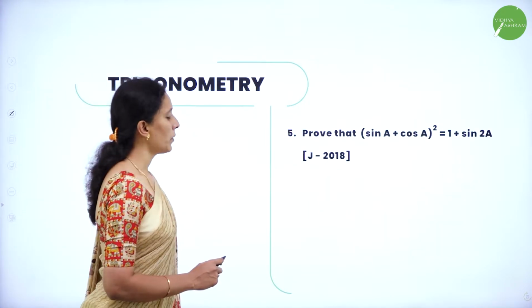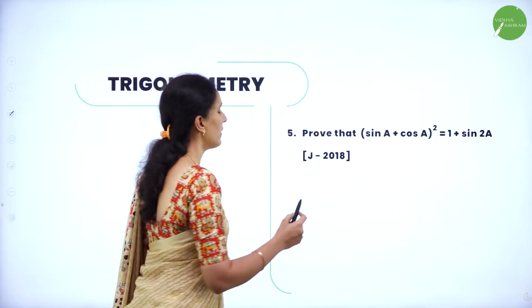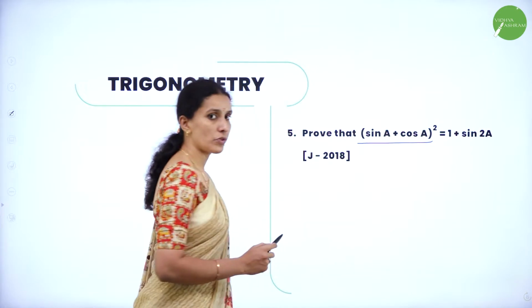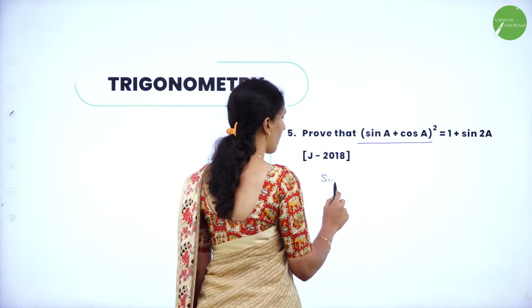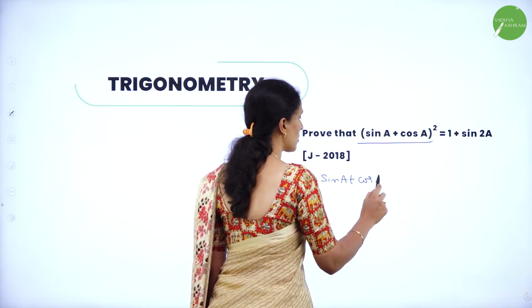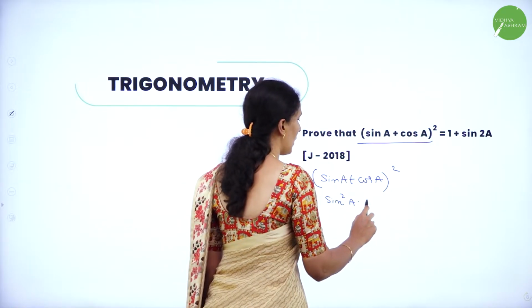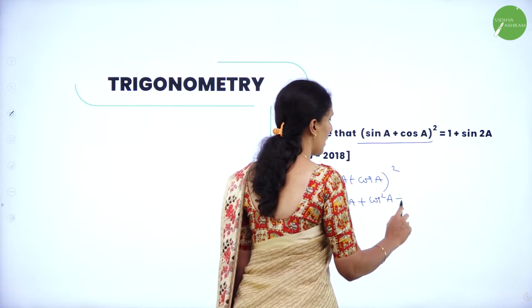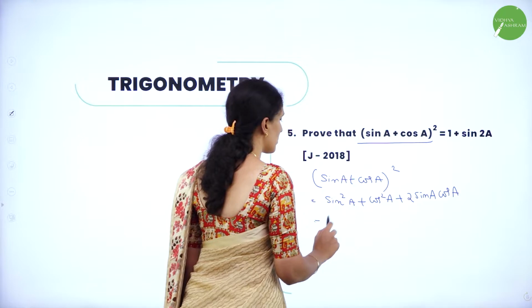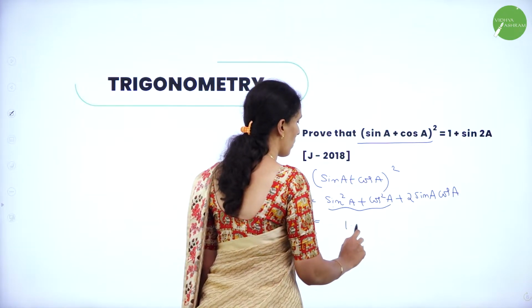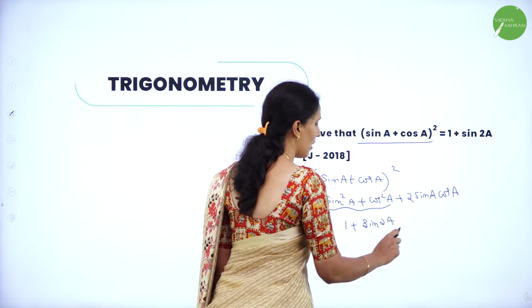Next question. Prove that (sin A plus cos A) whole square is equal to 1 plus sin 2A. First, expand (sin A plus cos A) whole square in the form of (a plus b) whole square. So it can be written as sin square A plus cos square A plus 2 sin A cos A. Sin square plus cos square can be written as 1, and 2 sin A cos A is nothing but sin 2A, the multiple angle formula.